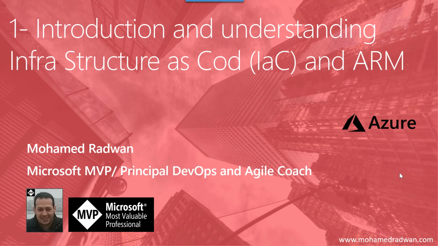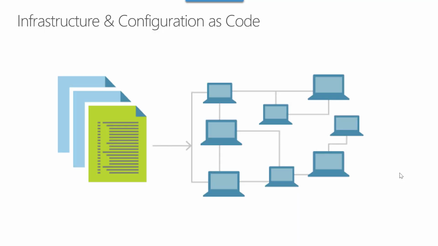So this is the first video in our series about Azure and web app infrastructure as code and many other components or resources. So first is to understand and have an introduction about infrastructure as code and ARM, or Azure Resource Manager. And when I'm usually talking about infrastructure as code, I mean both infrastructure and configuration. So let's just start by giving an overview about infrastructure and configuration as code.